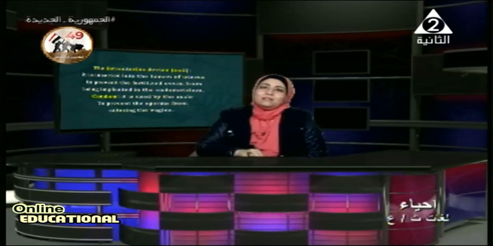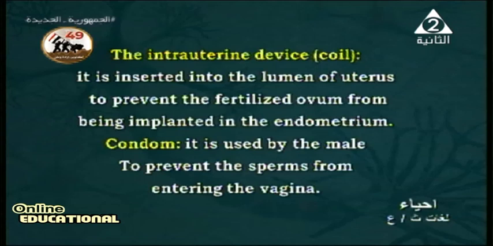This type of intrauterine device or coil is put inside the cervix so the ovum is not implanted inside the uterus. So no fertilization occurs, and the menstrual cycle happens without any formation of a baby.